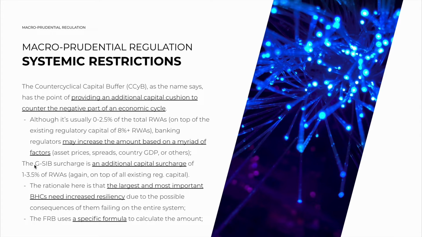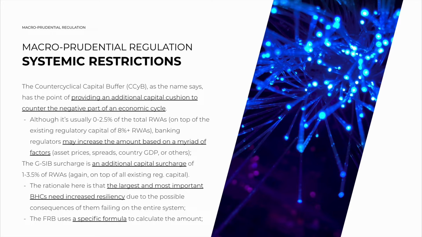Then we have the Global Systemically Important Bank surcharge, or the G-SIB surcharge. If the previous surcharge is due to the fragility of the economy, this one is due to the size of the institution. It's an additional capital surcharge of between 1 to 3.5% of RWAs. And again, that's on top of all existing regulatory capital. And if you're curious, yes, they do stack.